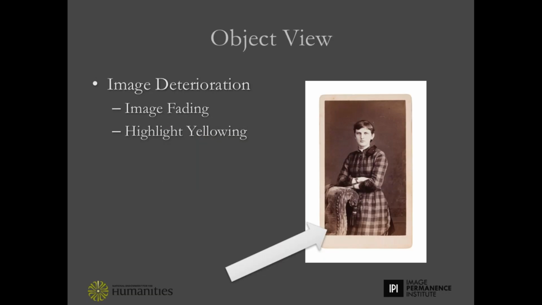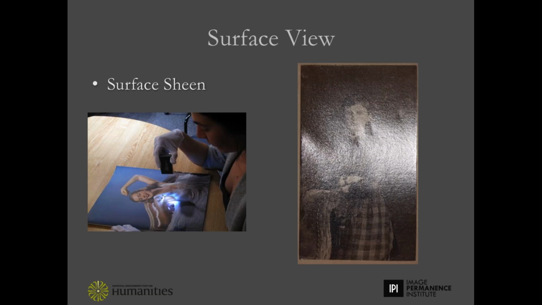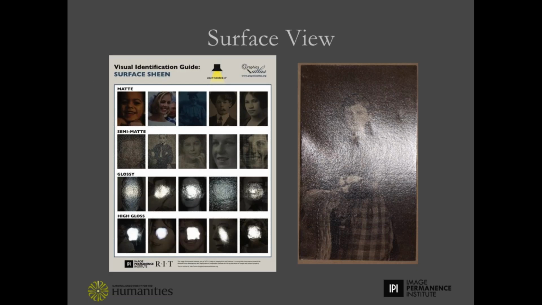So let's move on to surface view. So again, holding the flashlight about 4 inches above the print and looking down at the print so that my head is aligned with the flashlight, I can see the surface sheen of this object. So comparing our guide to the object, I feel like it's glossy. So here we have our glossy surface sheen, and here's our sheen on the object, and it's pretty glossy. That's sort of our best choice here.